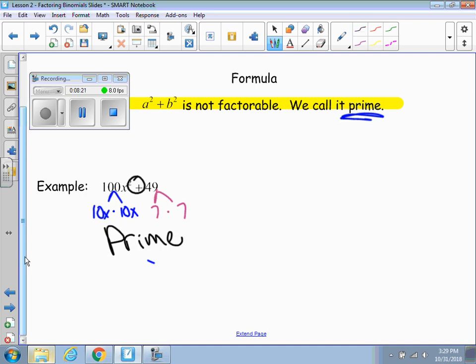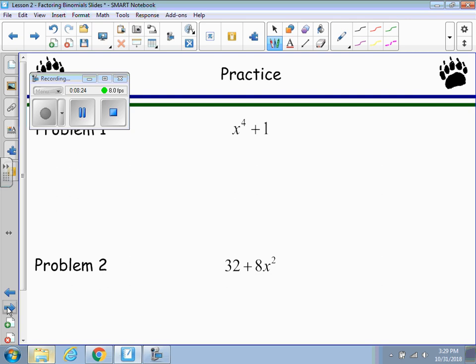Okay, it's not factorable. All right, if you look at the next two, for practice, you can pause me at any time, but x to the fourth and 1. Well, x to the fourth is a perfect square. And 1's a perfect square, but this is a sum of squares. Are sums of squares factorable? The answer is no, it is prime.